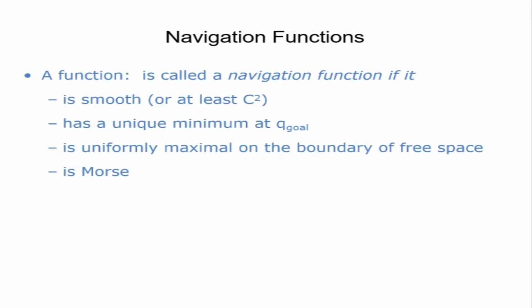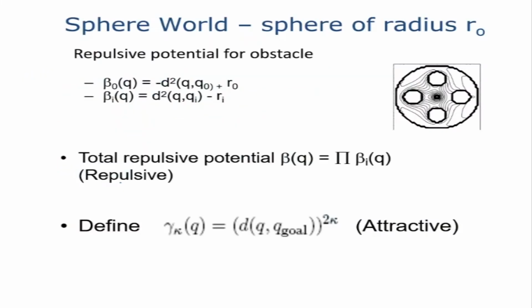So a function is called a navigation function if it is smooth. Okay, why does it have to be smooth? Because you want to take the derivative and it must be continuous. Okay, that is why it has to be smooth. Next, it has a local minima at Q goal, is uniformly maximal on the boundary of free space, and is Morse. Okay, so one such function is this one, which we call the sphere world.